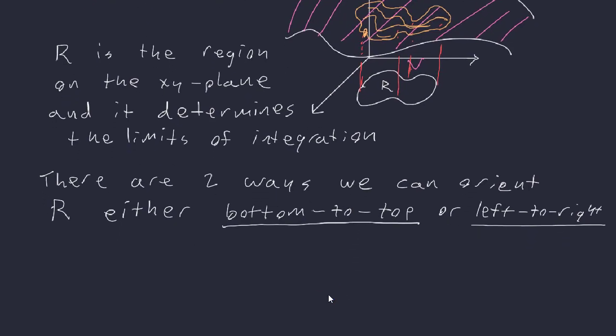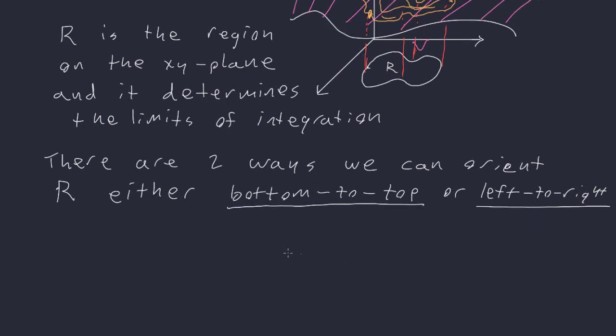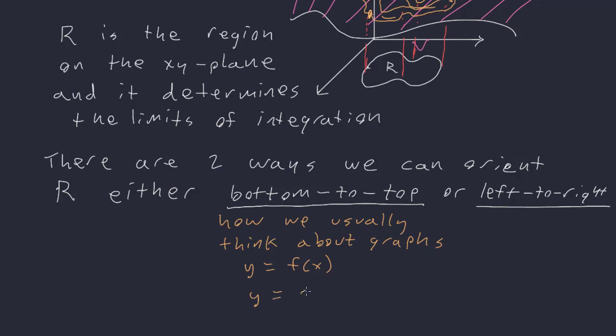Bottom to top is how we usually think about graphs, which is basically y equals a function of x. So usually when we're doing a bottom to top approach, we're looking at a y equals f of x and a y equals g of x.